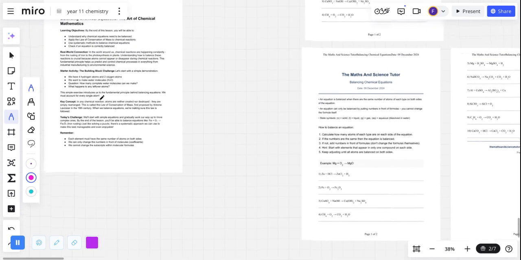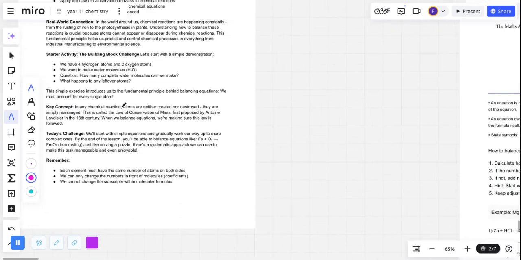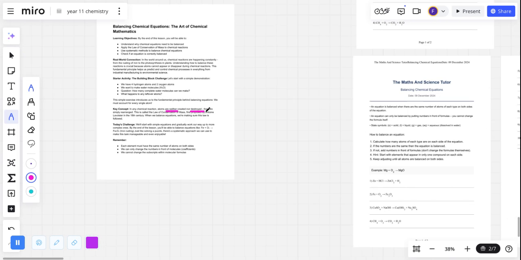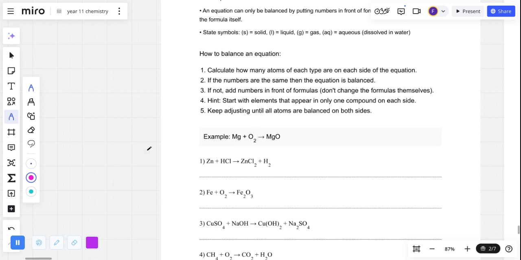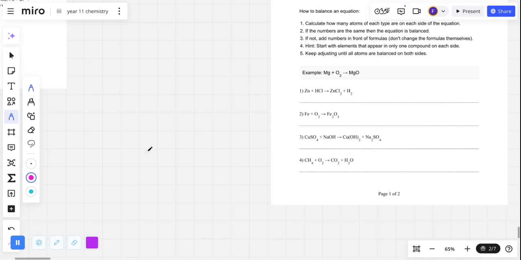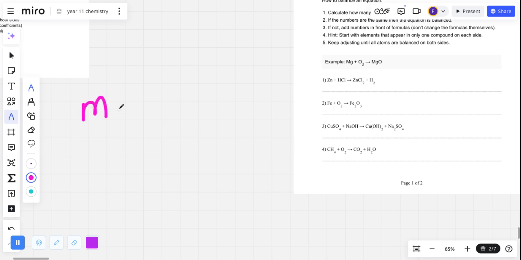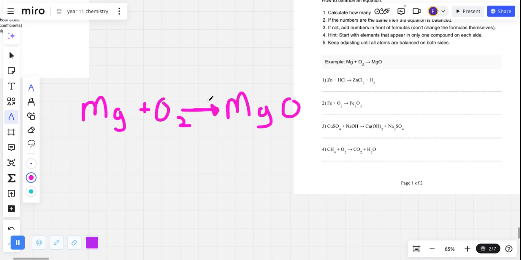So the core idea in all of this is that atoms, mass, and energy cannot be created or destroyed. So in this example question, your Mg plus O2 goes to MgO. Now, you have to write it out: Mg plus O2 goes to MgO. For me, the key part in all of this is the almost boundary, this arrow.